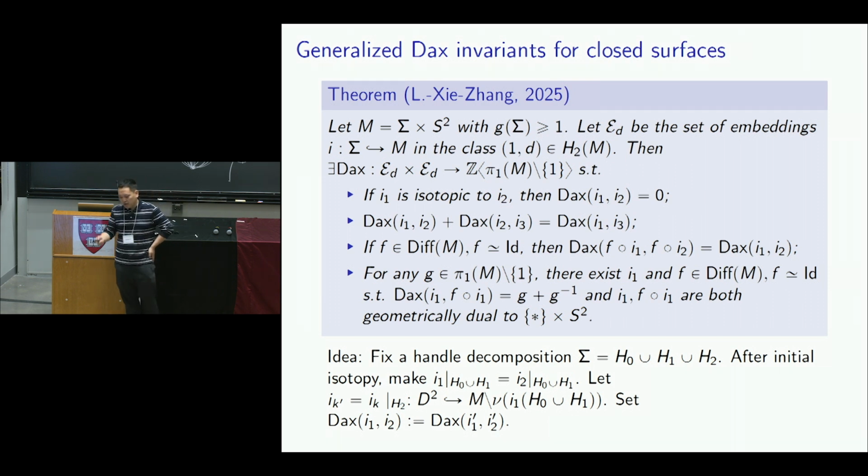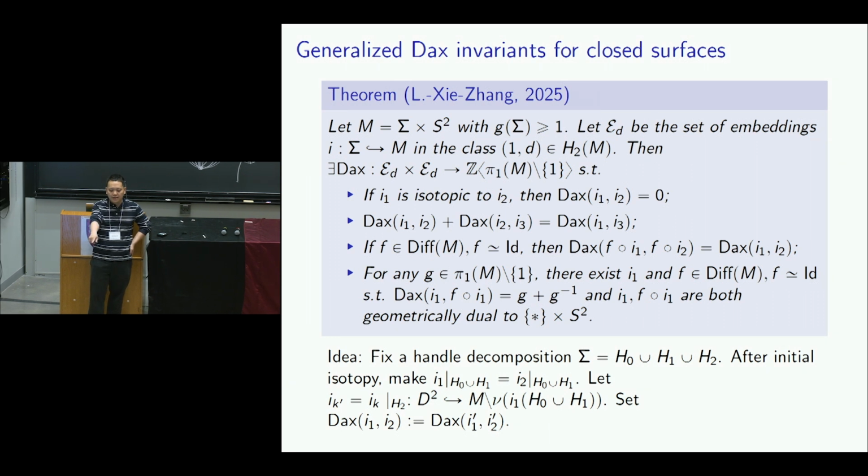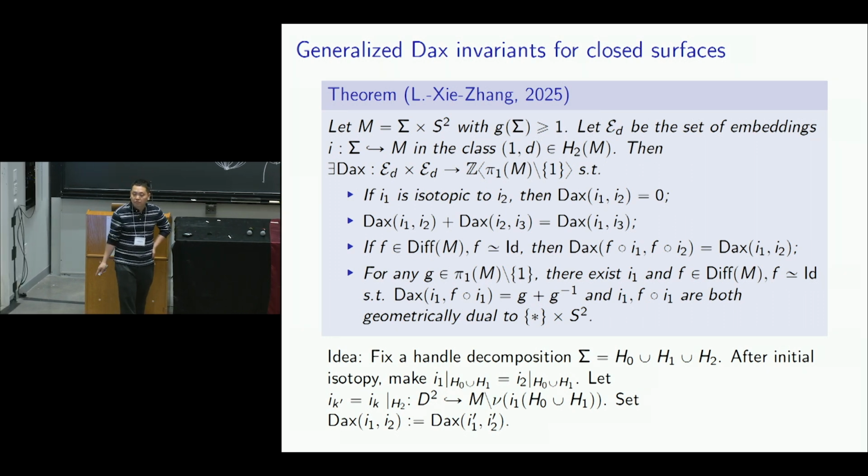But there are some problems here. There are two technical difficulties. One is that, remember, we defined the Dax invariant only for embedded disks which are homotopic to each other.